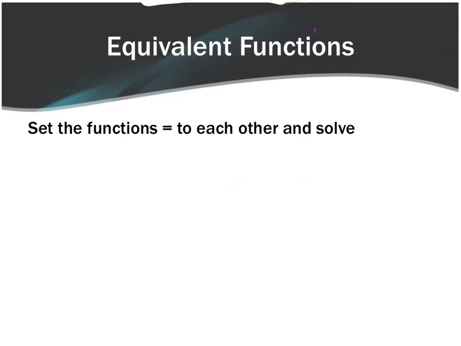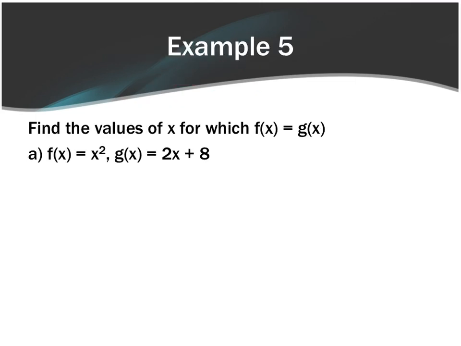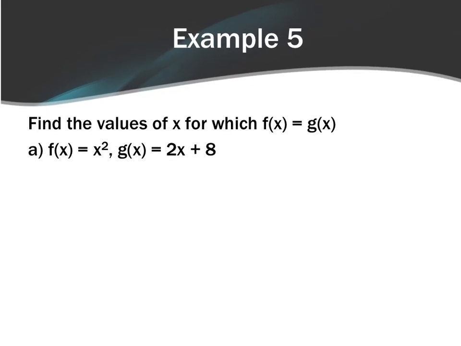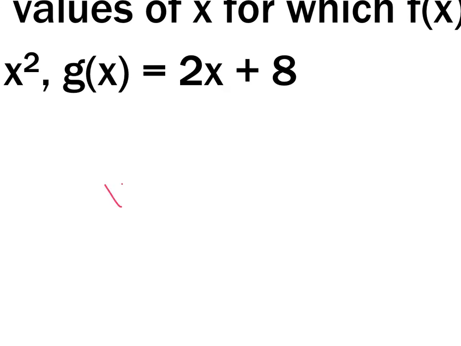Scooting along. If you have equivalent functions, guys, what does the word equivalent mean? Equal. So if they talk about equivalent functions, all you're doing is setting each equal to each other. That's it. So in this case, it says find the values for which f of x equals g of x. I know that looks weird, and you guys are like, wait, what are you talking about? All that says is f of x equals g of x. You see that? So set f of x equal to g of x. Now what?